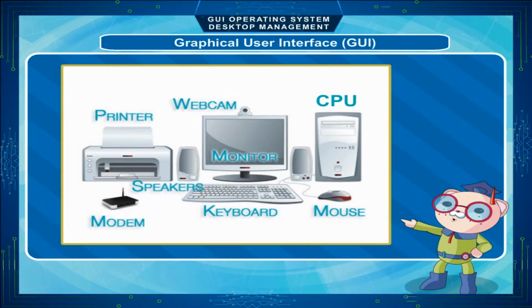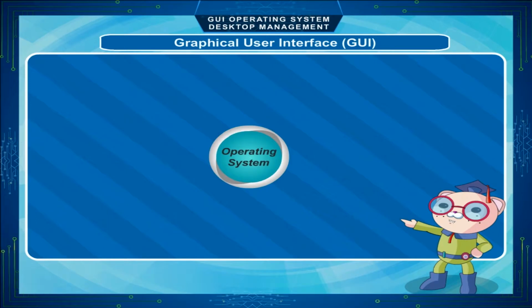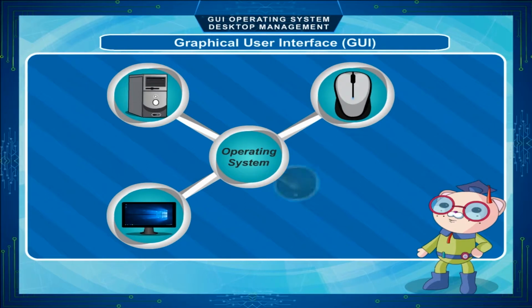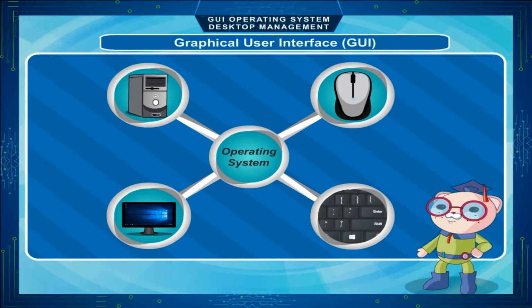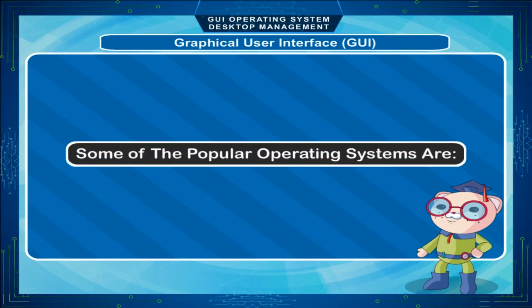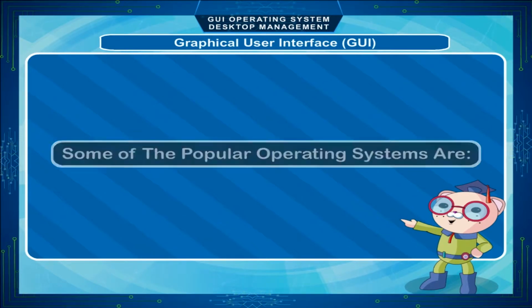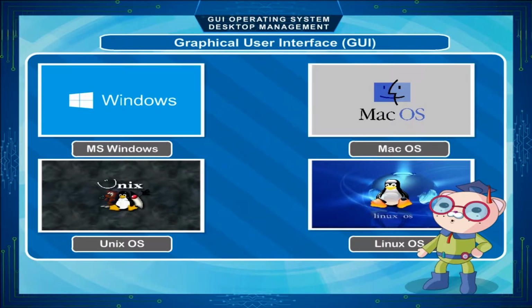The computer is made up of different parts and does many works at the same time, so it requires a manager for it. The manager in a computer is called the operating system. Operating system is an interface between the hardware and user that controls and manages the different parts of a computer system. There are different types of operating systems. Some of the popular operating systems are Microsoft Windows, Mac OS, Unix, Linux, etc.